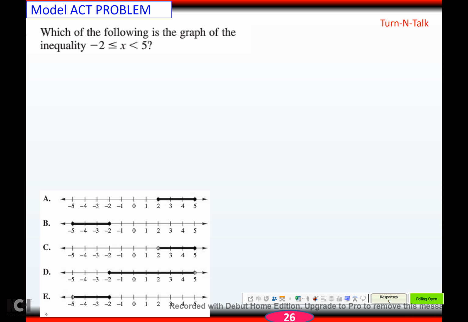All right, so you try this one. Hit pause. Come back when you're ready. And hopefully you got D.